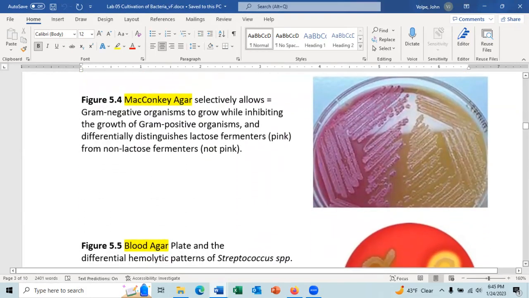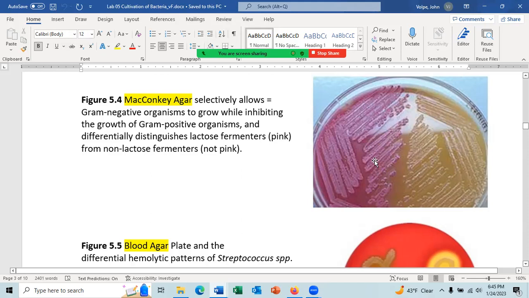And here we're looking at MacConkey's agar. It's selective in that it allows gram negatives to grow on it while it inhibits gram positives. So if there's growth on this plate, it's most likely gram negative organisms. And it's differential. On one side, the species is pink. On the other side, the different species is white.